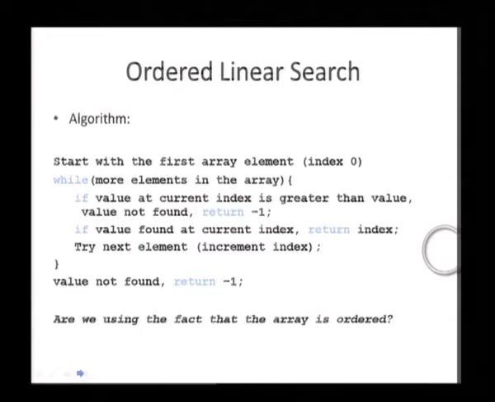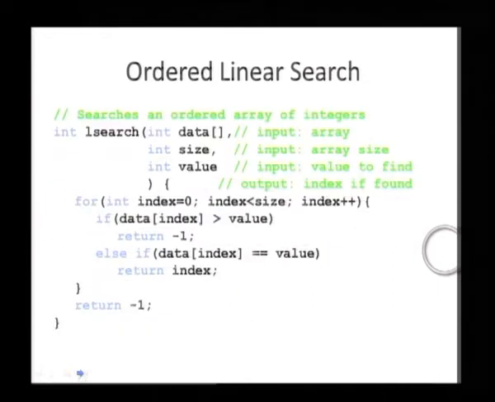So, this is exactly the algorithm that is implemented. Observe that there is one another check which is done first inside the while loop. If the value at the current index is greater than the value that we are searching for, then the value will not be found and you can return a -1 immediately. Now, while this is one way of using the fact that the elements of the array are ordered, in this case in ascending order, and this is indeed the C code for this.